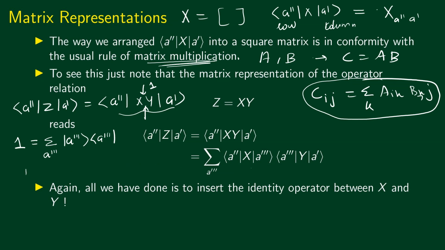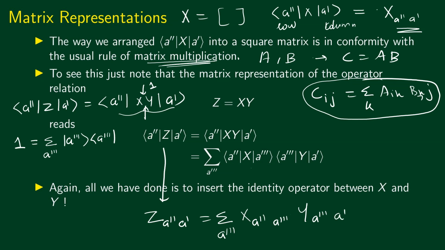Now this expression says that the usual rule for matrix multiplication works also for matrices that represent operators. Why? If you look at this, let's use this notation just to be clear. This bra a double prime, Z, ket a prime is the a double prime a prime element of a matrix that represents operator Z. So let me write this as Z a double prime a prime. This is equal to the sum over a triple prime. What do I have here? This is x a double prime a triple prime, and then y a triple prime a prime.